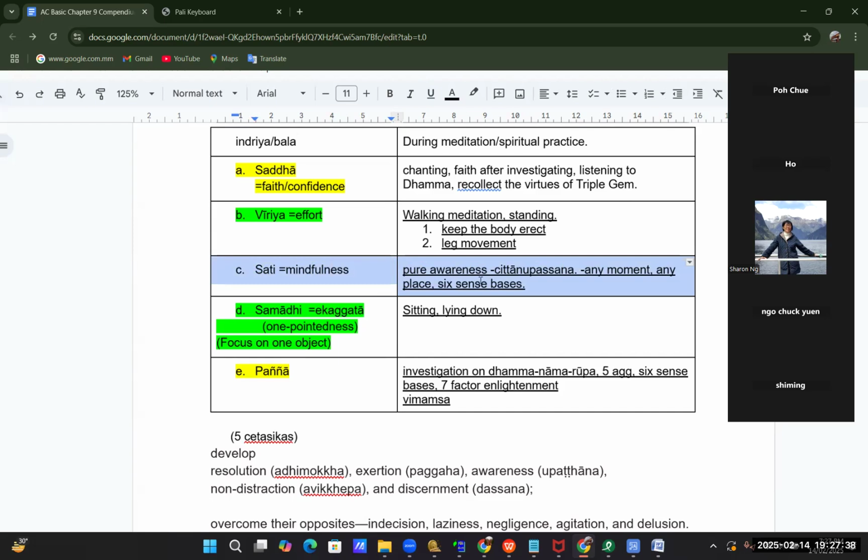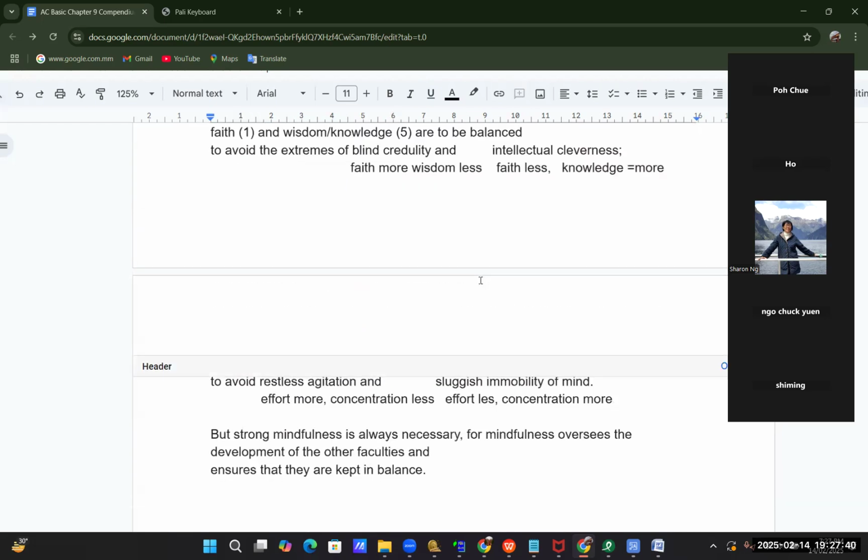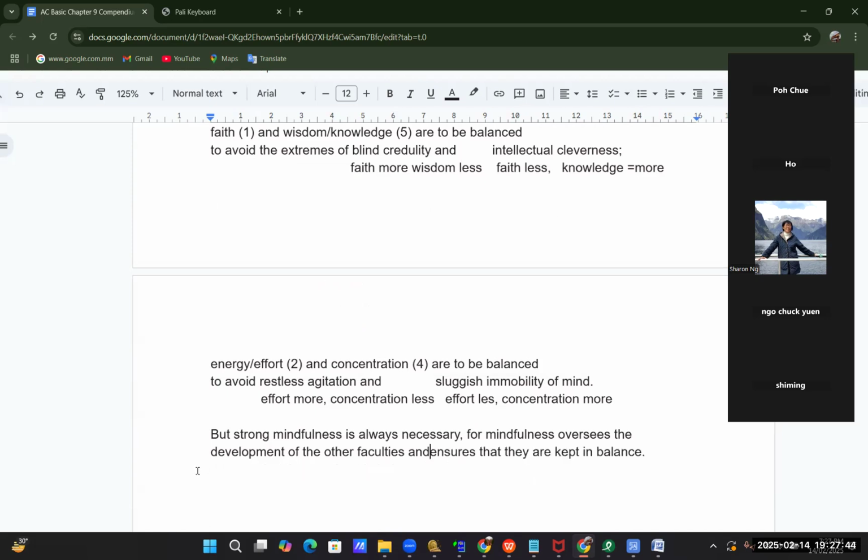Whatever we do, mindfulness is needed because it oversees the development of the other faculties. This means it makes sure the other four will work well. So that's some extra information I will share with you all later.